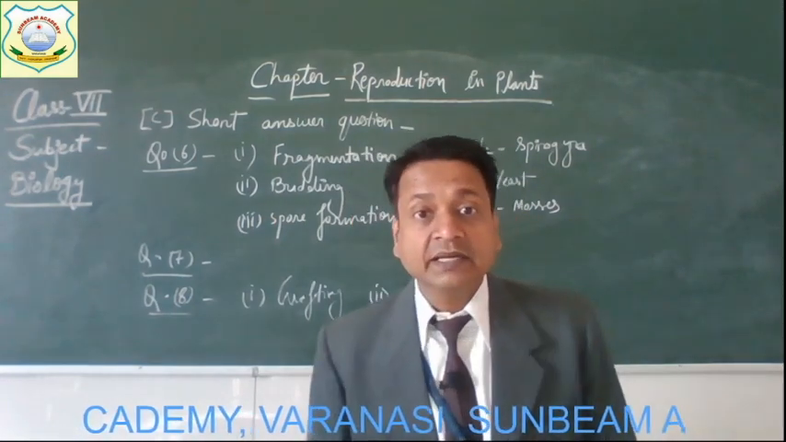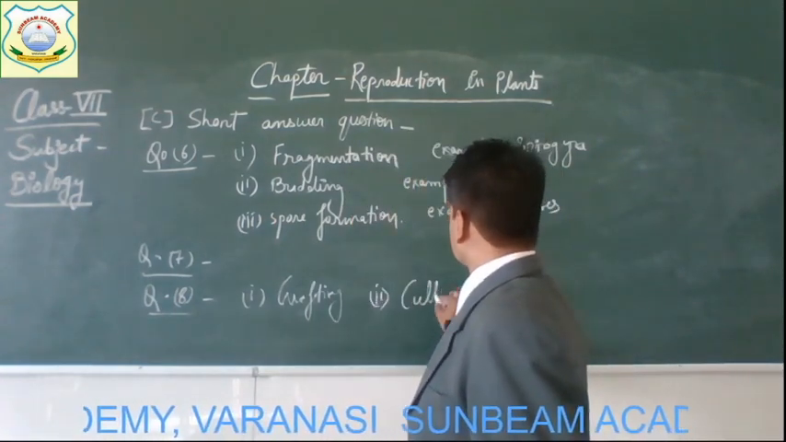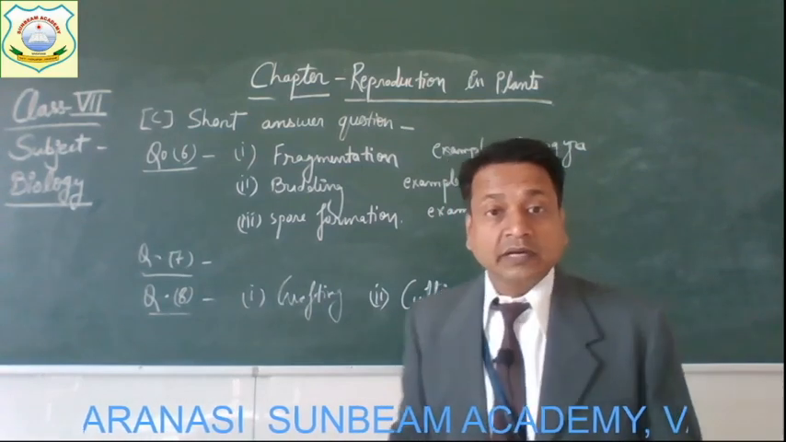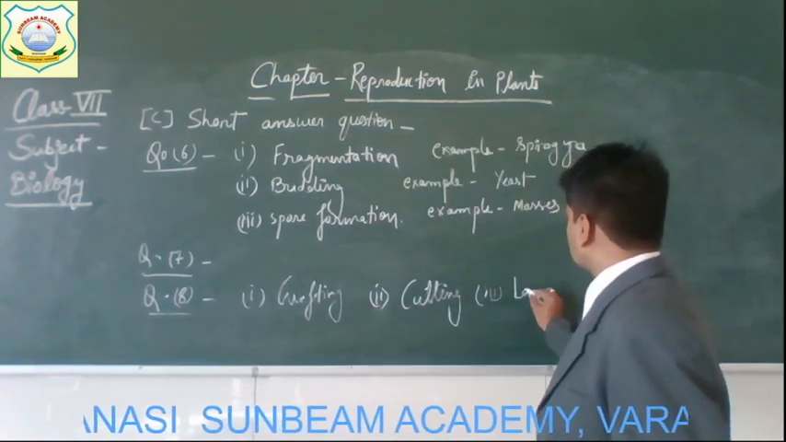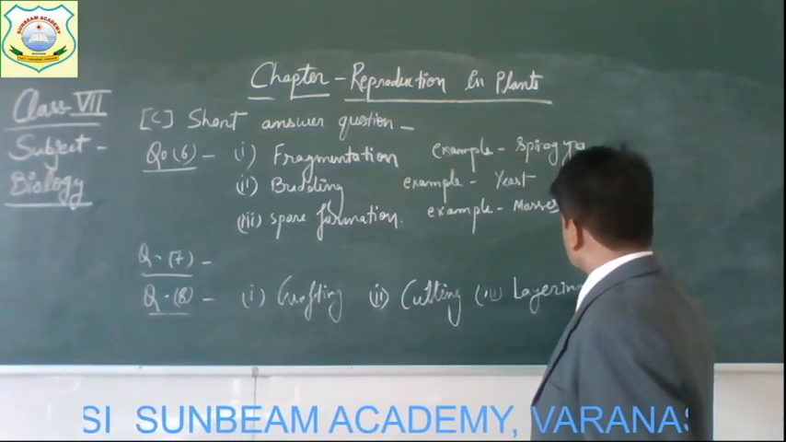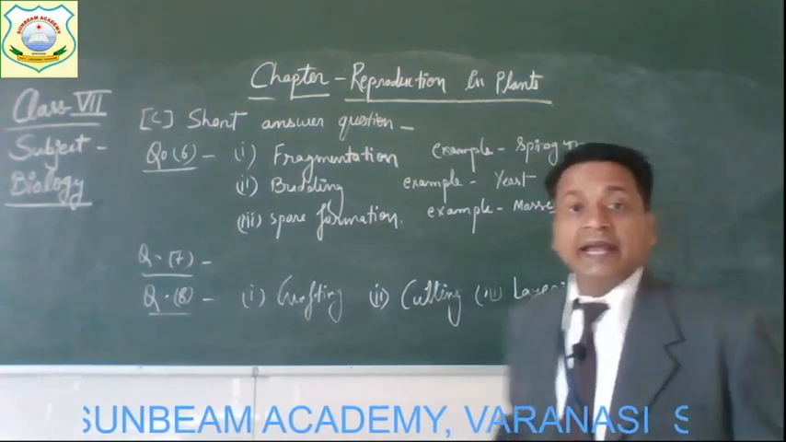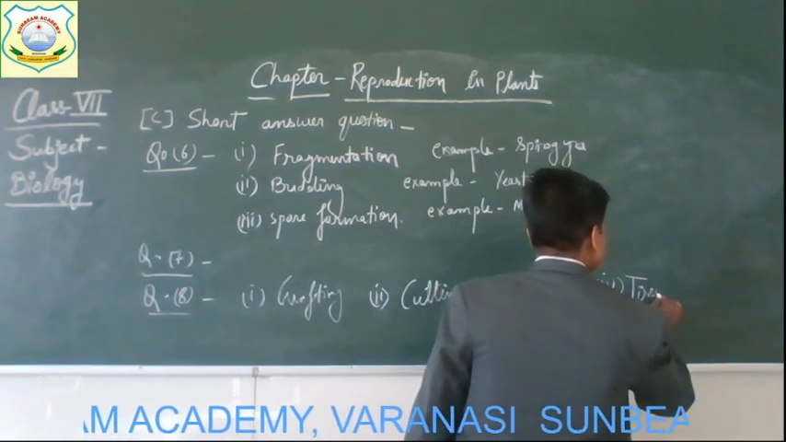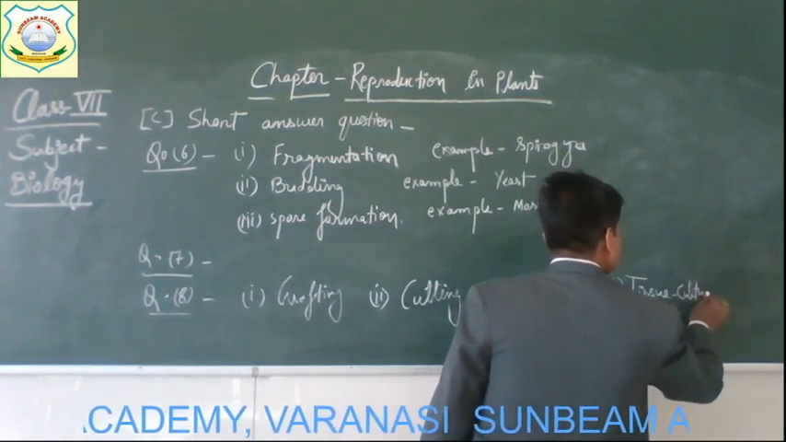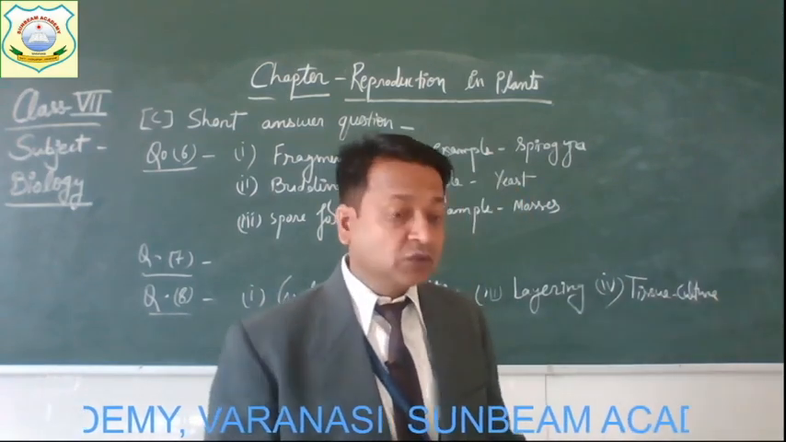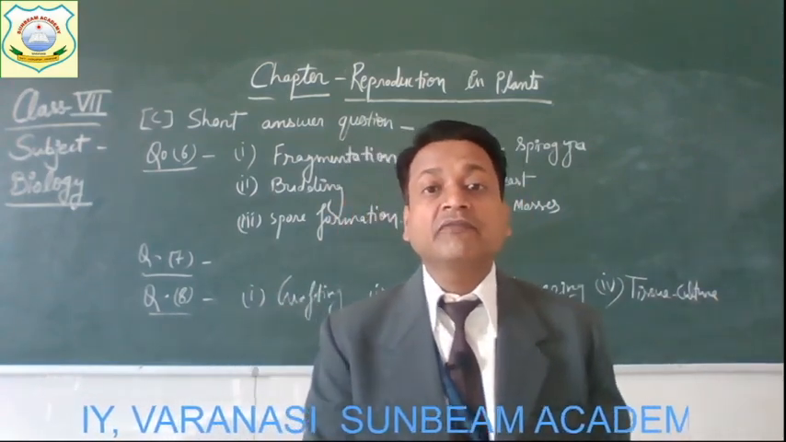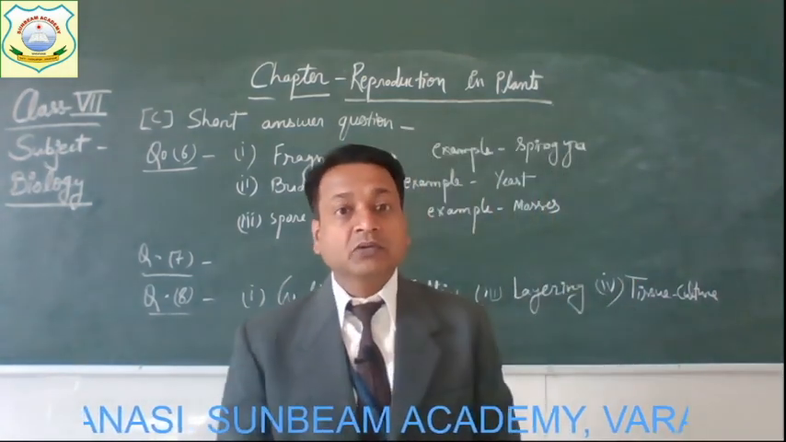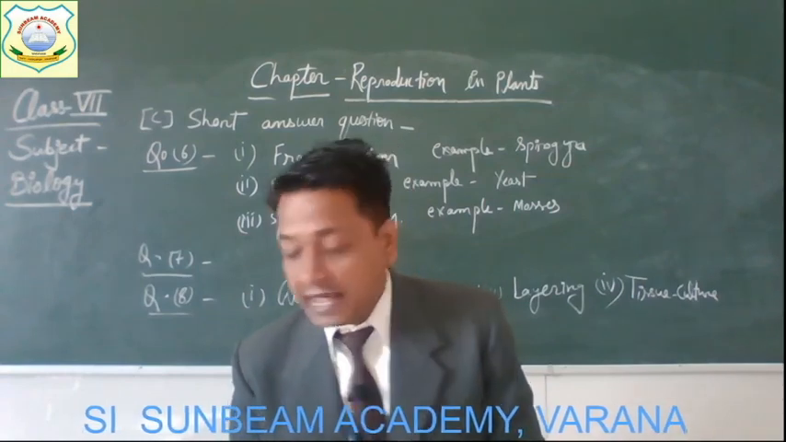The second method is cutting. The third method is layering. And the fourth method is tissue culture. So these are the four different methods of artificial propagation. Now come to the next, that is question number 9.